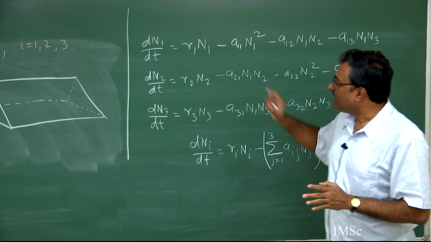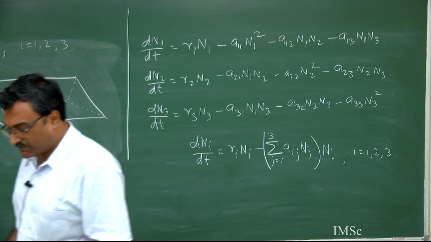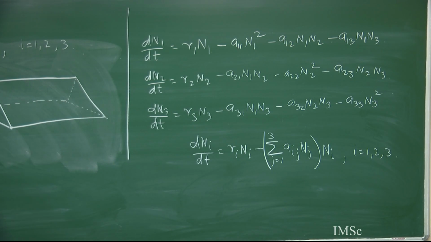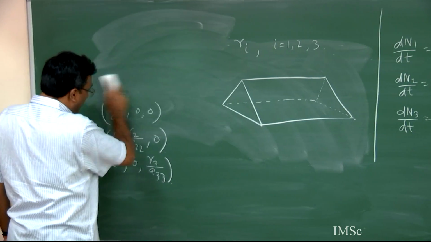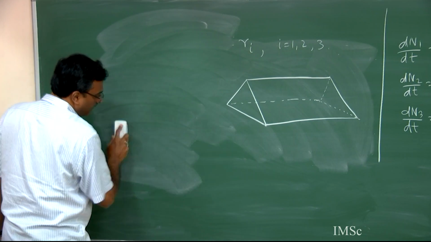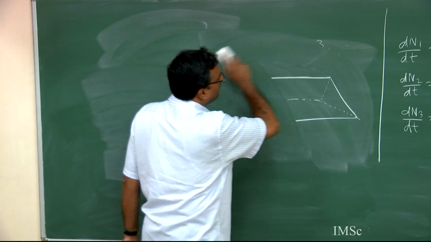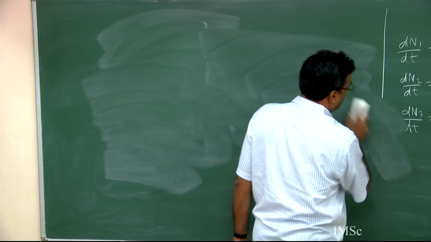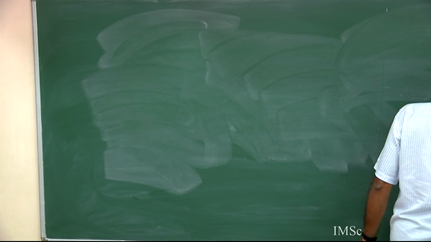So this is the general format for the 3 species competition model. Now, the next interesting model is the food chain model. Food chain model is something like that.